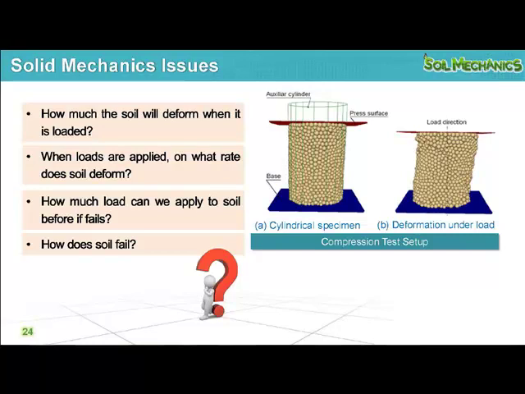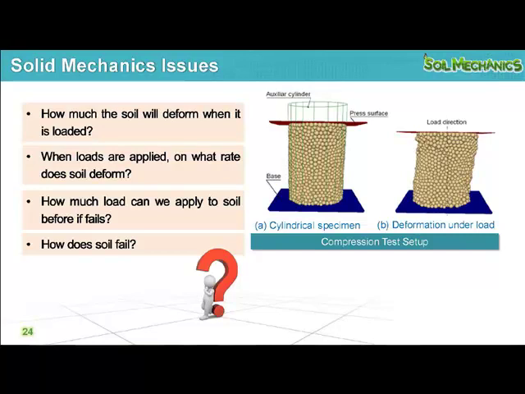Another point: how much load can we apply to soil before it fails? Soils in nature are different, so one type of soil to another can support applied loads at different levels. How much load can be applied to the soil before it fails? It refers to resistance, or soil bearing capacity.